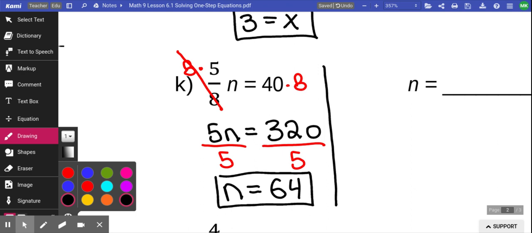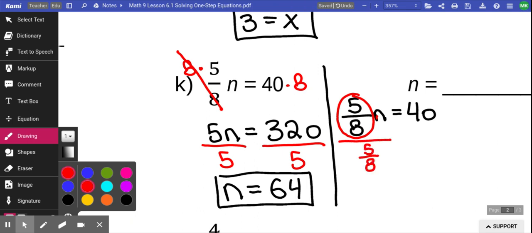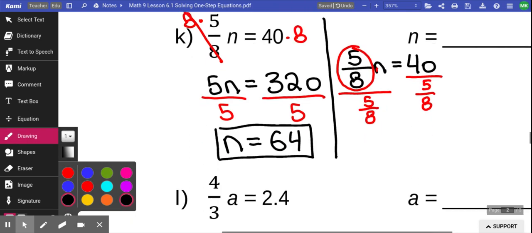Now, there is another way. The other way you could do it is this 5 over 8 n equals 40. I could treat that 5 over 8 as just one coefficient, like treat it as a number, which means that if I wanted to get rid of this entire fraction, the opposite operation would be division, because that entire fraction is being multiplied by n. So I would have to divide by 5 over 8. And what I do to one side, I would have to do to the other. This would give me this situation: n equals 40 divided by 5 over 8.